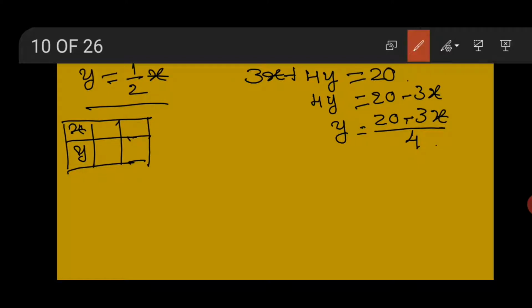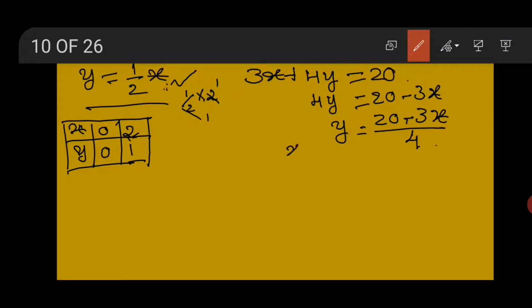So take the value of x as 0. Then what is the value of y? y is equal to half into x, so half into 0 is also equal to 0. Now substitute the value of x as 2 in this equation. What happens? Half into x value 2, the 2s are cancelled. So the y value is 1.